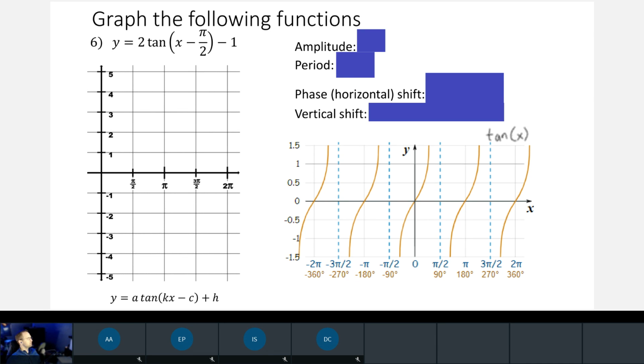All right. Everyone tried this one. Let's try 2 minutes. That's probably more than enough. 2 minutes, and then I'll take a volunteer to not only tell me the parts of it, but also graph it.